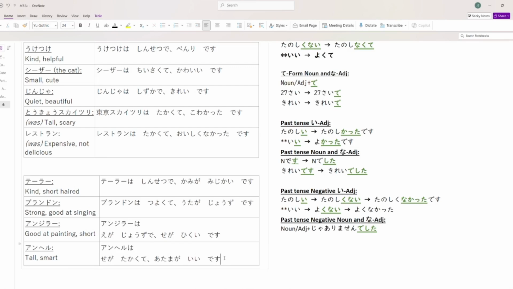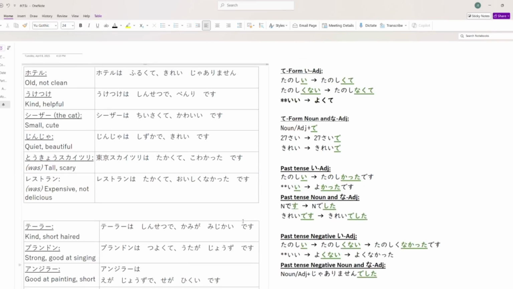Okay, 読んでください。 はい。アンヘルは背が高くて、yeah? That feels weird to me somehow. 高くて、頭がいいです。 はい。で、アンヘルは背が高くて頭がいいです。 All right. Those are all the ones that we have here.